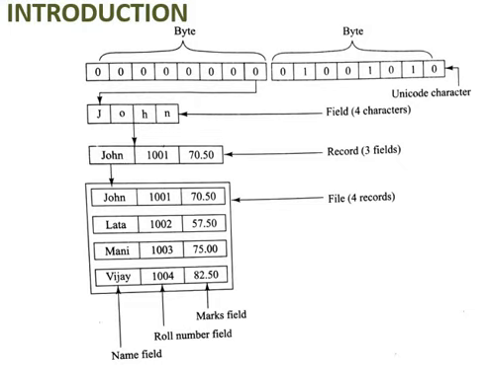First and foremost, let us try to understand the different levels of data in documents. There are four levels here. The first level is character, the second is field, the third is record, and the fourth, last but not the least, is file. So we need to understand character, then field, then record and file.